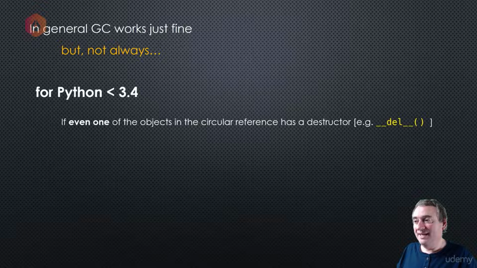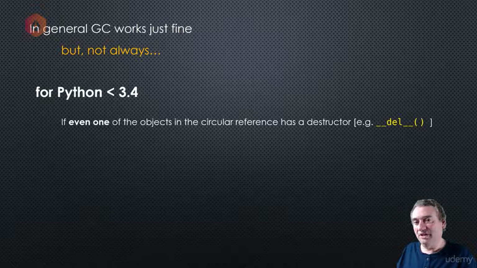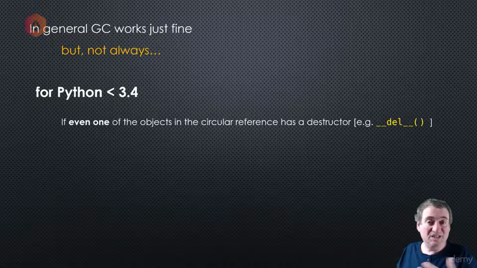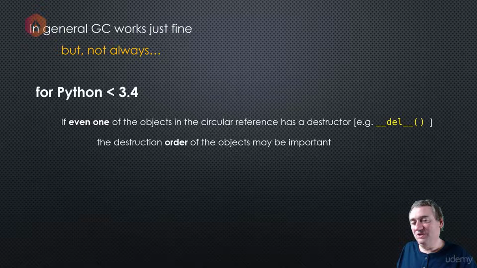What was happening before is that if even one of the objects in the circular references had a destructor, so for example, if you're creating your own class, you can create a constructor for the class, yes, but you can also create a destructor. The destructor is code that you run when you're destroying the object. And typically you might put things in there that clean up files, maybe deleting files that you created that were needed during the duration of that object, maybe closing a database connection, whatever it is. You would put that code in this delete method, in this dunder method. So if even one of the objects in the circular reference has a destructor, then the order of the destructors might be important, right? The order in which you destroy your objects might be important.